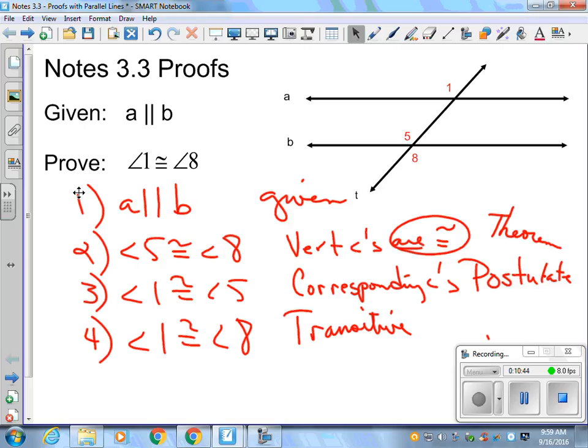Transitive, because 1 is equal to 5 and 5 is equal to 8, so 1 has to be equal to 8 according to the transitive property. You can take out the middleman and put them together because they're both alike. All right. Does everybody see how that kind of proof works so far? This is a little bit different from what we did before. I'm not solving a question. I'm doing reasoning to try to prove something.